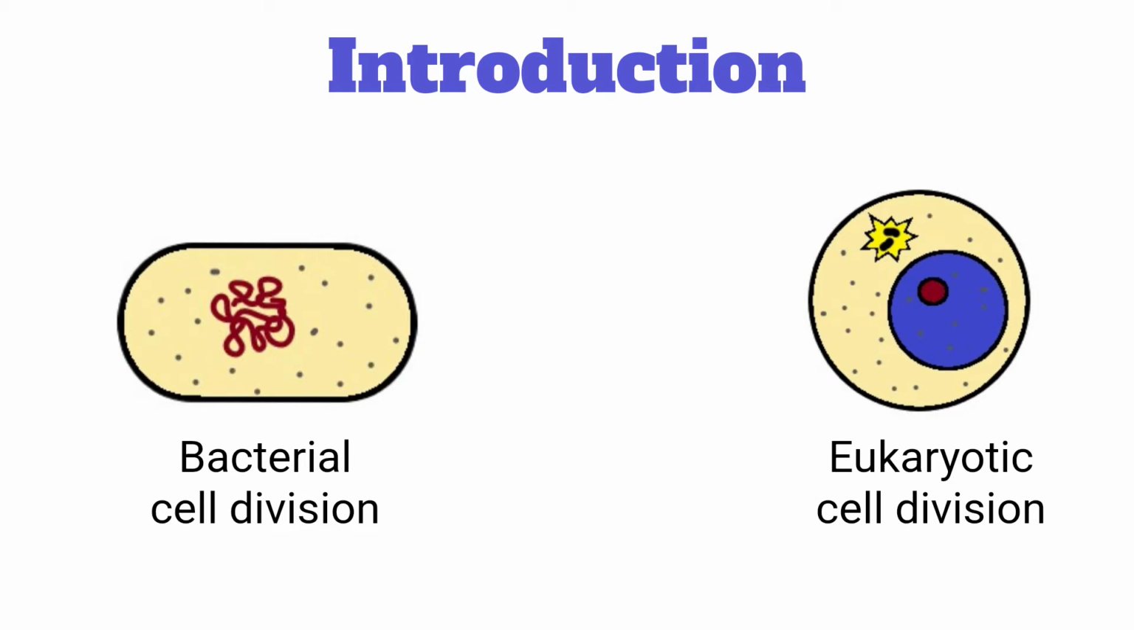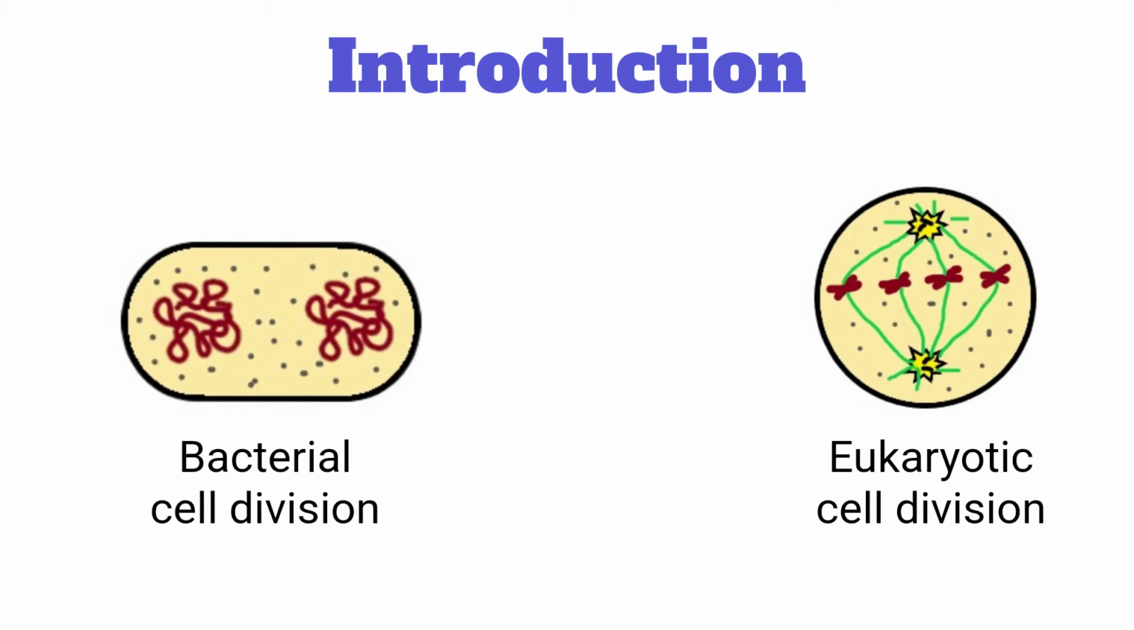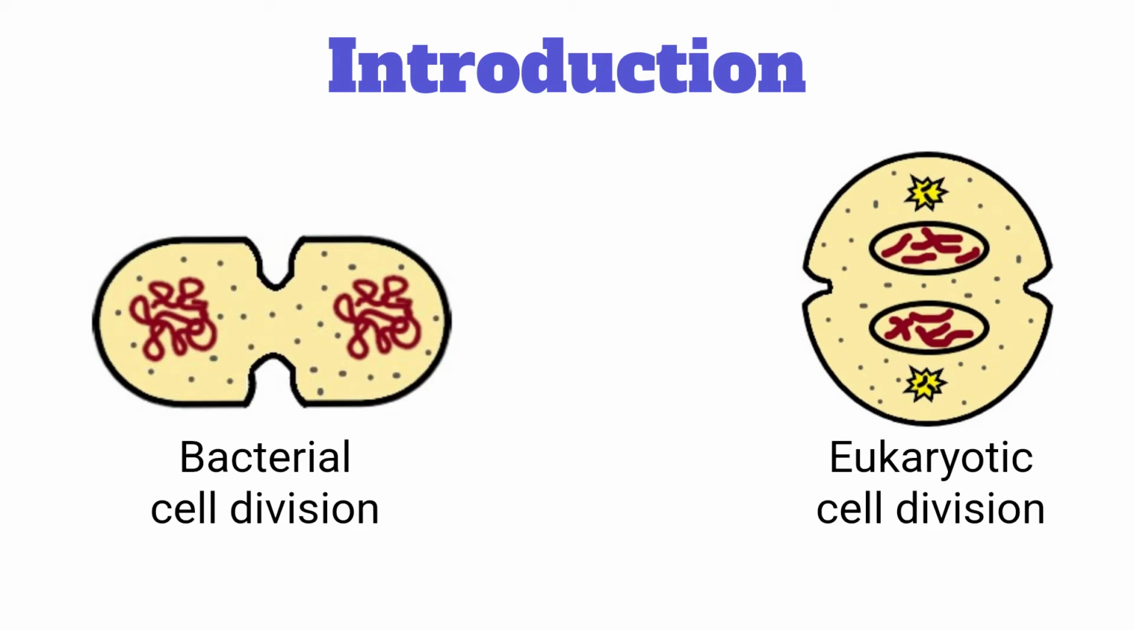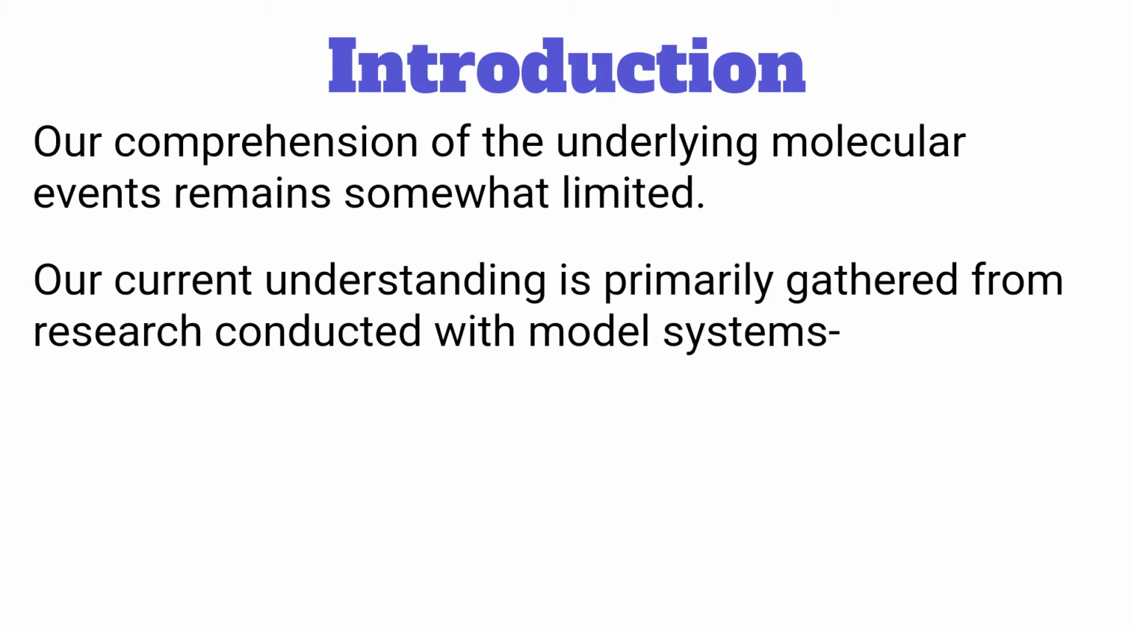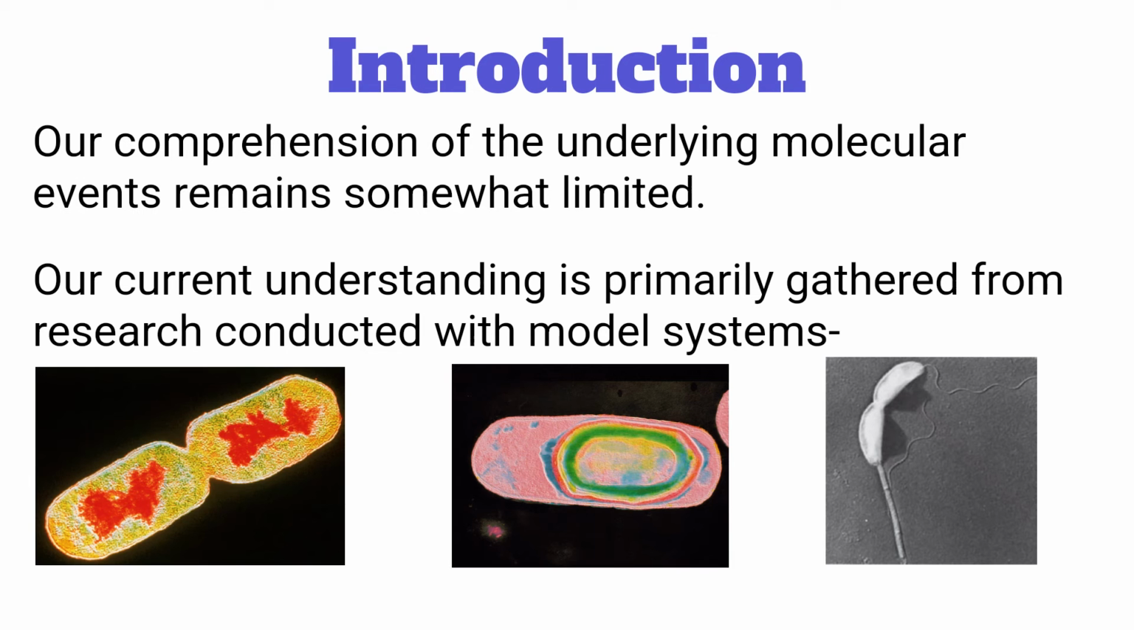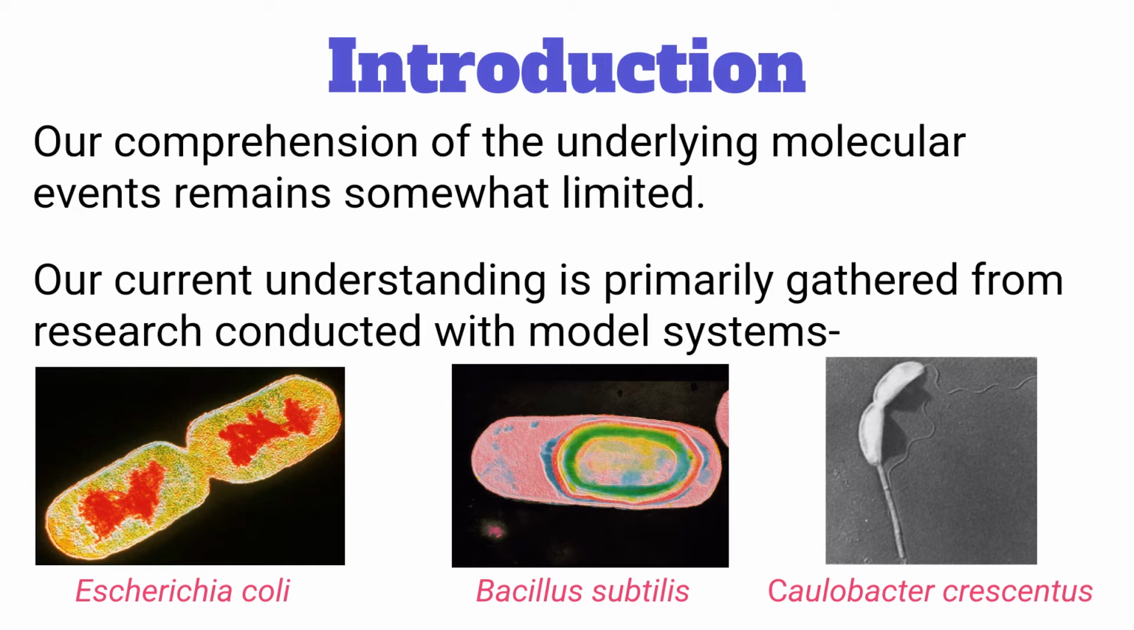While the bacterial cell cycle is notably less complex than its eukaryotic counterpart, our comprehension of the underlying molecular events remains somewhat limited. Our current understanding is primarily gathered from research conducted with model systems such as E. coli, Bacillus subtilis, and the aquatic bacterium Caulobacter crescentus.